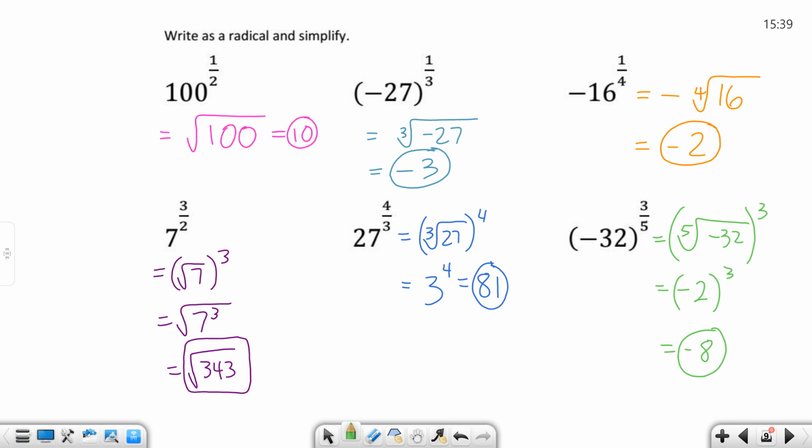All right? So all of these simplified to something outside a radical except this one, right? But I wanted to show you that sometimes it doesn't. Sometimes you can cube the 7, but then you can't take the square root of it, or you can't take whatever root it happens to be there of that number. All right?